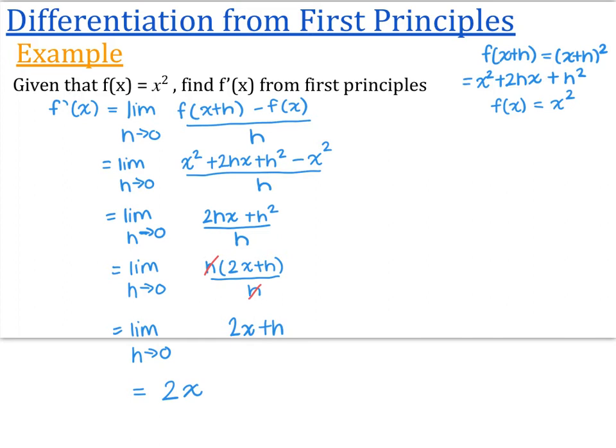I also know already, because I know about derivatives, that the derivative of x squared is 2x, so I got it correct. And that's what they're looking for. X squared is definitely the nicest one to do. Let's see what other questions we can get.